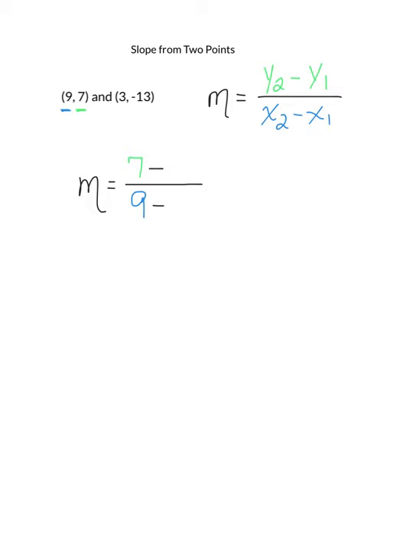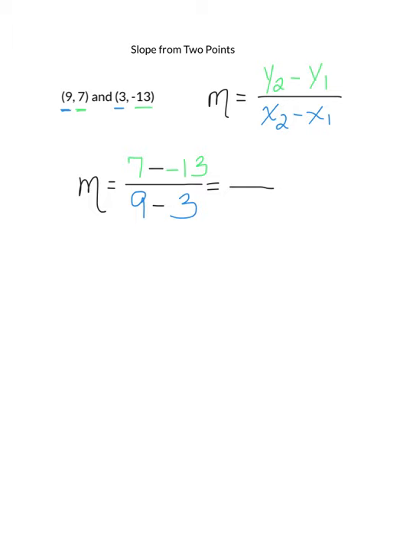Then I'm going to look at my other ordered pair. My y in the second ordered pair is negative 13, so I'm going to write negative 13. And my x in the second ordered pair is positive 3. So I subtracted my y coordinates on the top and my x coordinates on the bottom. You may use a calculator, but I want you to notice the double negative sign on the top.